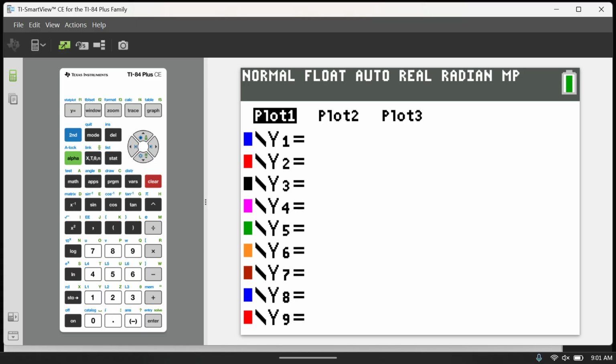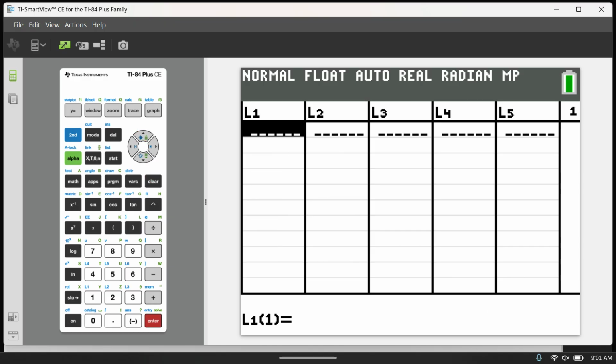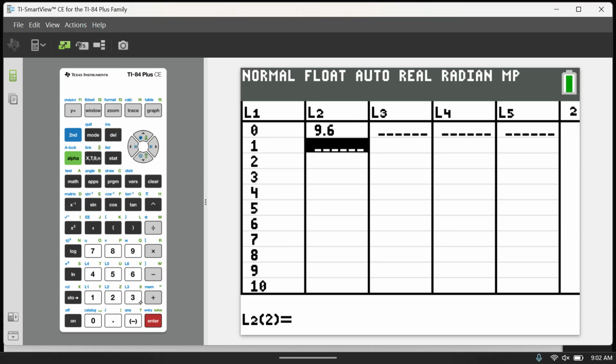I'm going to clear out my equations. I'm going to hit stat, edit, and clear out my lists. Then enter 0, 1, 2, 3, 4, and so on. 18 is where the time values stop. Then the biomass values: 9.6, 18.3, 29, and so on.